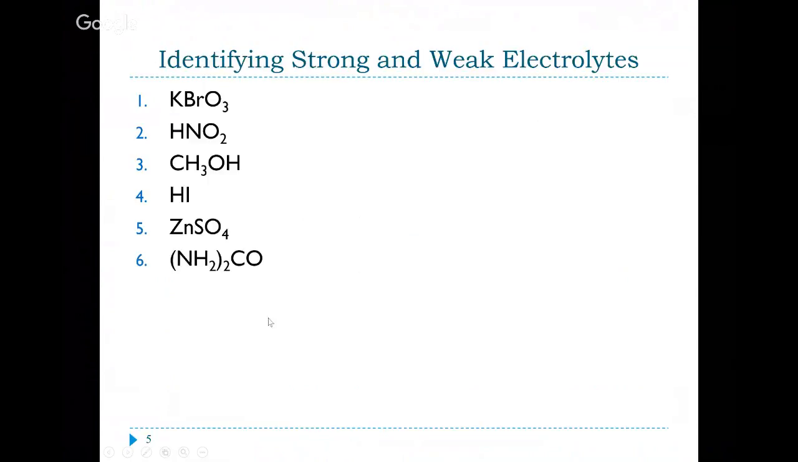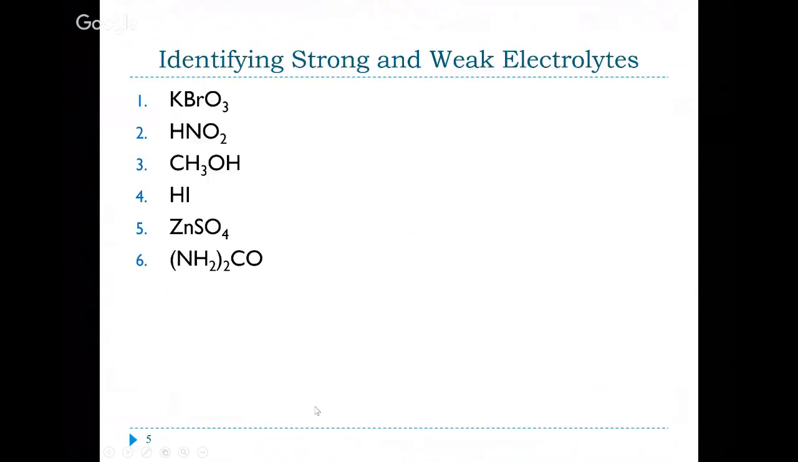Here we have methanol, which, even though there's an OH here, is not considered a base. Because this is a molecule, it's not going to dissociate into anything in solution, and therefore it happens to be a non-electrolyte. So when you see a group of nonmetals all bonded together, and we're not looking at an acid where the H shows up first, this is always going to be a non-electrolyte. HI is hydroiodic acid.